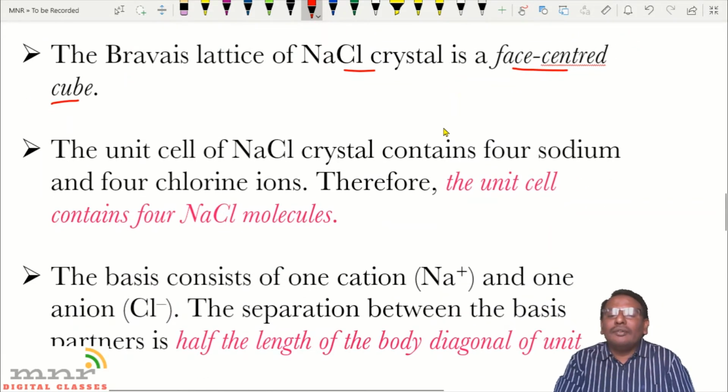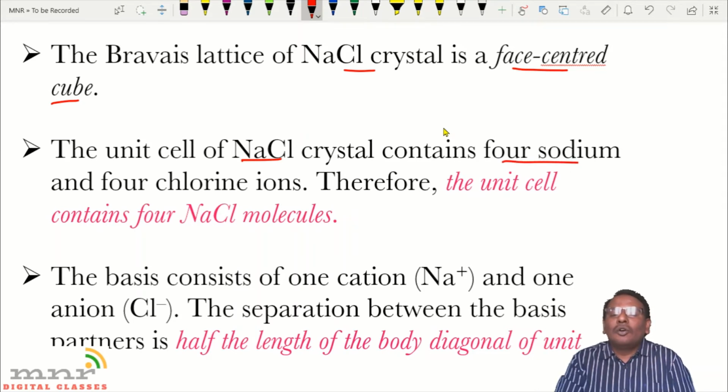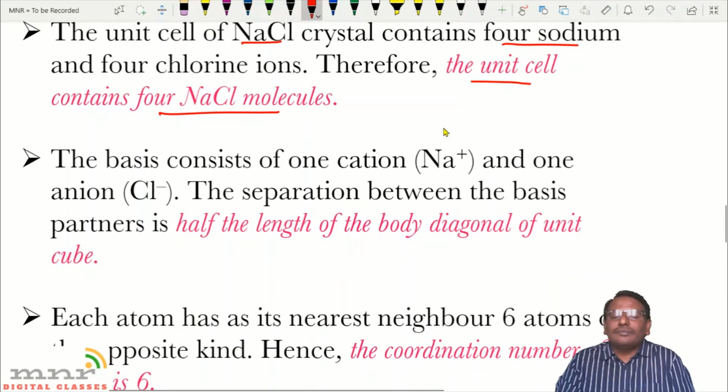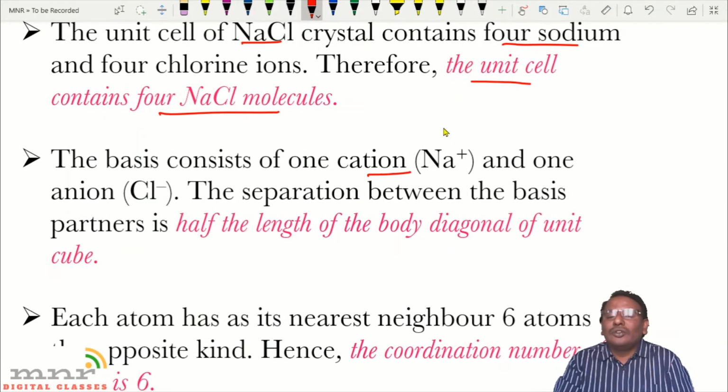The unit cell of NaCl crystal contains 4 sodium ions and 4 chlorine ions. Therefore, each unit cell contains 4 NaCl molecules. The basis consists of one cation, that is sodium, and one anion, that is chloride ion. The separation between the basis partners is half the length of the body diagonal of the unit cube.